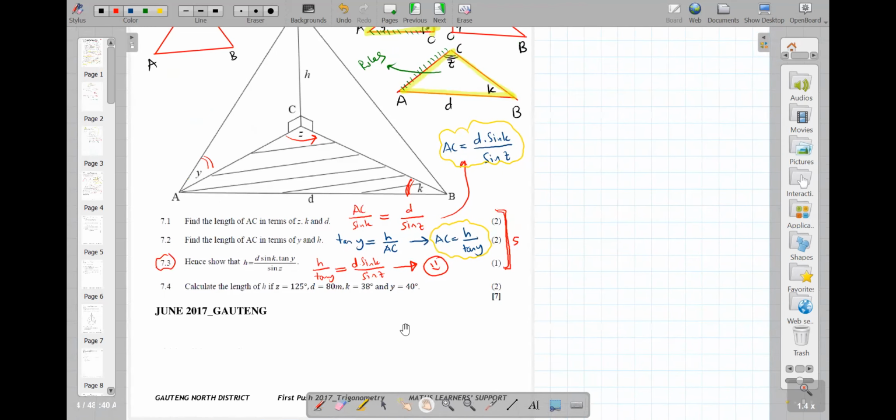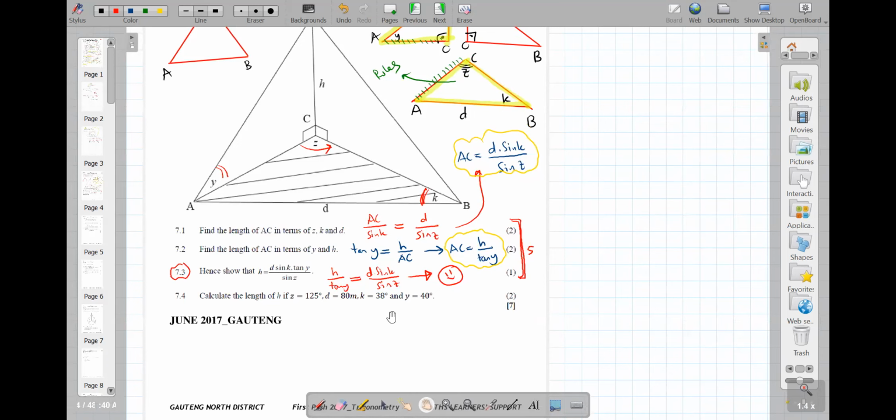And the other thing, 7.4, that type of question is usually just substitution. But you can check, is it really just substitution? H is the question. Do we know D? Yes, 80. So it is 80 times. Do we know K? Yes, it is 38, so tangent 38 times. Do we know Y? It is 40, so tangent 40. Do we know Z? Yes, 125, so divided by sine 125. Just copy the formulas, substitute, and the calculator will give you the answer.